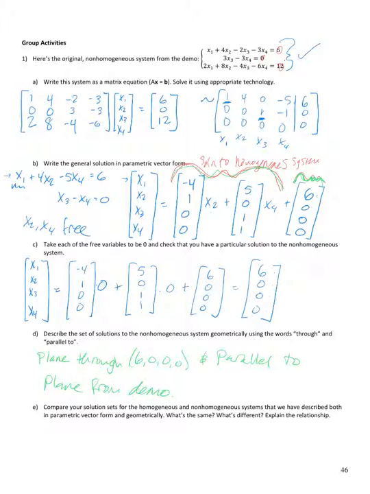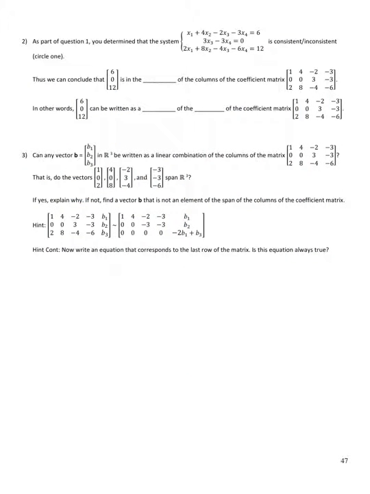So the solution sets look very similar, right? We have the solution set to the homogeneous system, and then all we have to do is add to that this 6, 0, 0, 0, which was one particular solution of the non-homogeneous system. Okay, so as part of question one, we solved this system and found it to be consistent. There are infinitely many solutions, which means that 6, 0, 12, the right-hand side here, is in the span of the columns of the coefficient matrix, which means that 6, 0, 12 can be written as a linear combination of the columns of the coefficient matrix.